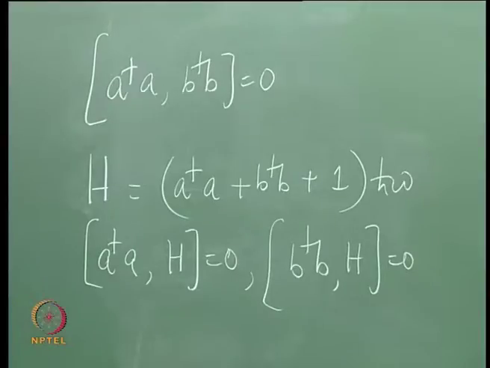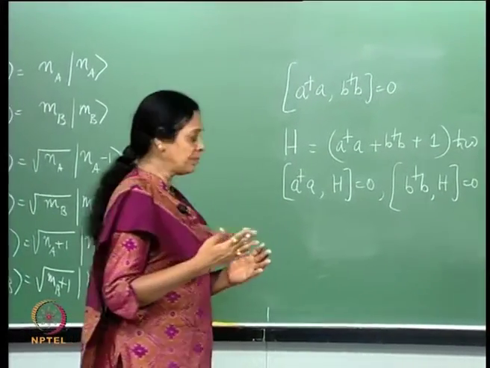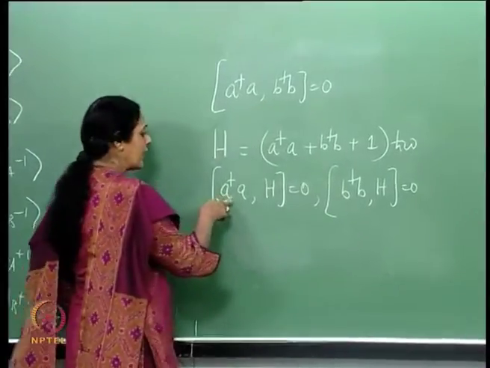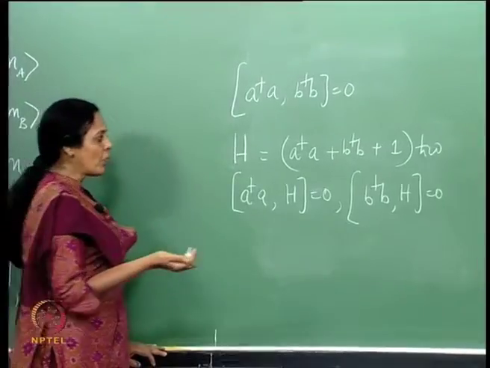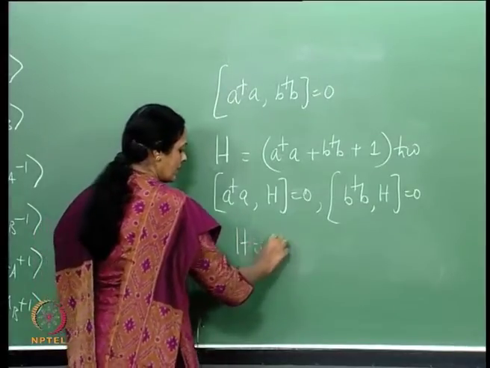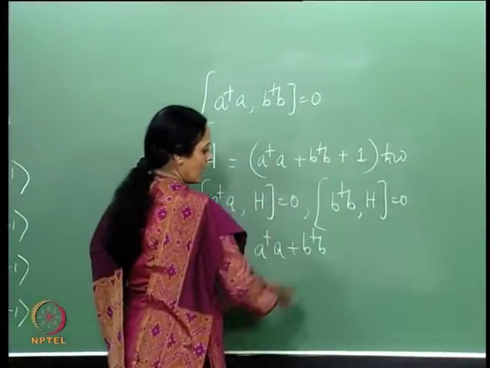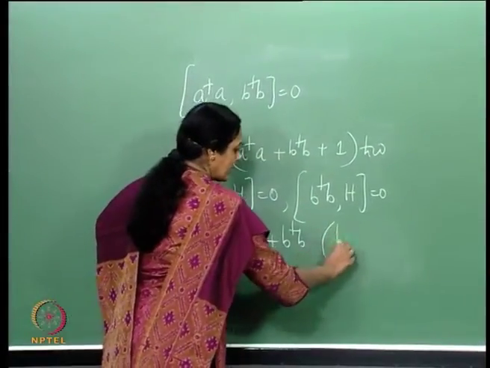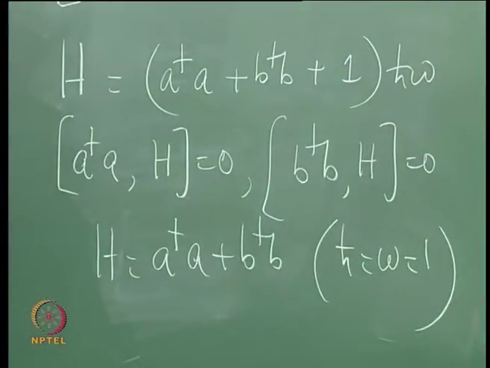So, I should be in a position to simultaneously diagonalize the Hamiltonian H corresponding to the composite system, H1 and H2. Suppose I forget the zero point energy 1 H cross omega for the moment and consider the Hamiltonian to be just A dagger A plus B dagger B. I can always add 1 H cross omega later, and here I have set H cross equals omega equals 1 for convenience. We can always put that back, adjusting dimensions appropriately.